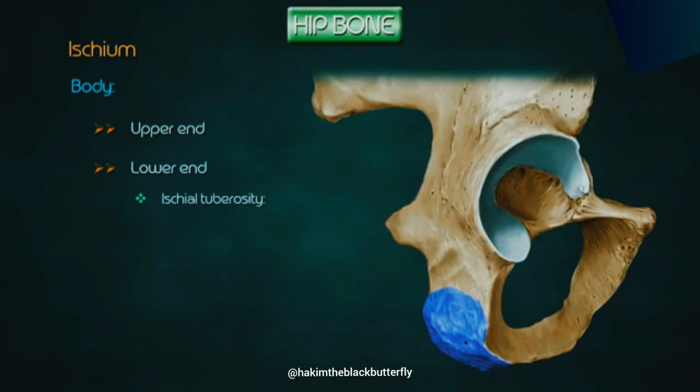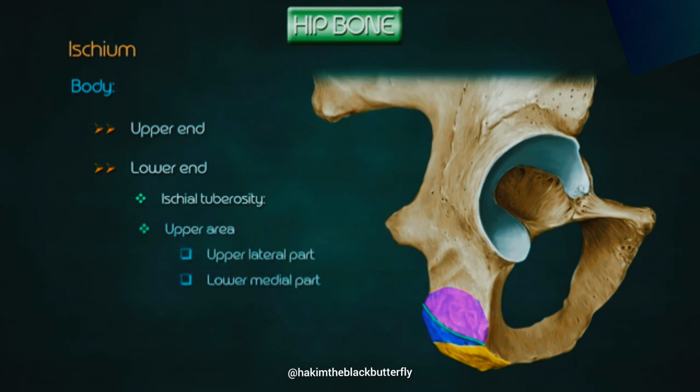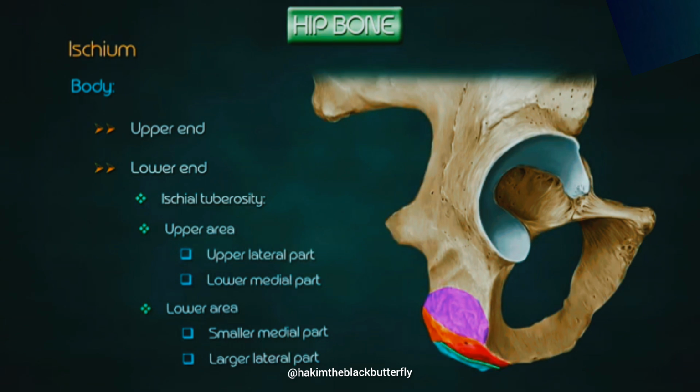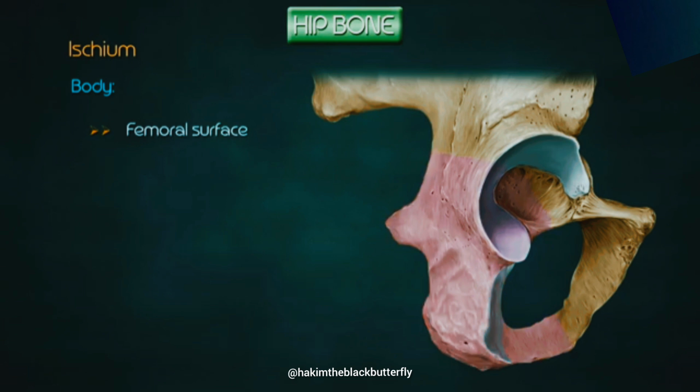Ischial tuberosity is situated in the lower end. It is divided into an upper quadrilateral and a lower triangular area. Upper area is divided into upper lateral part and lower medial part. Lower area is divided into smaller medial part and larger lateral part. There is a groove above the ischial tuberosity which lodges the tendons of the obturator internus and gemelli. Femoral surface faces downwards, forwards, and laterally. It lies between the lateral and anterior borders.